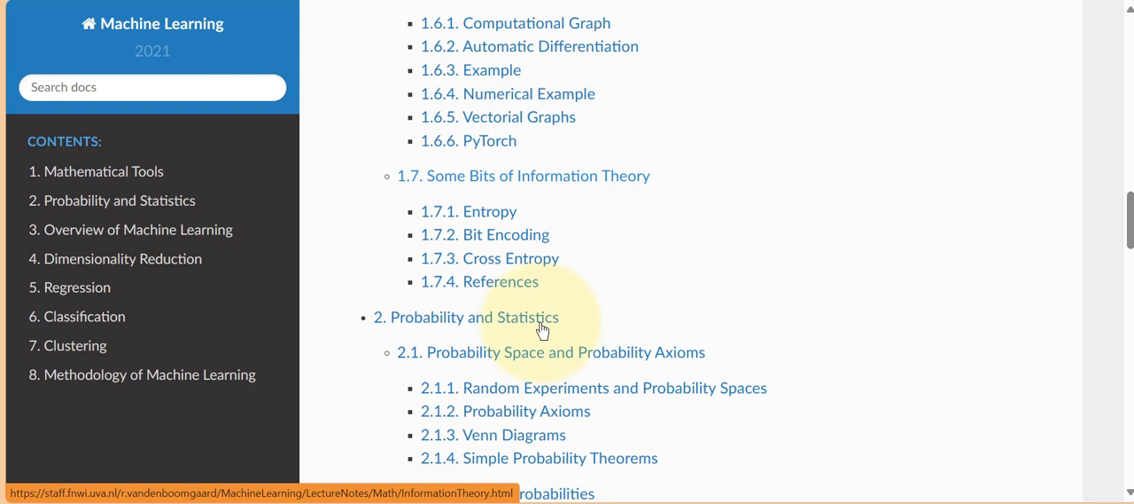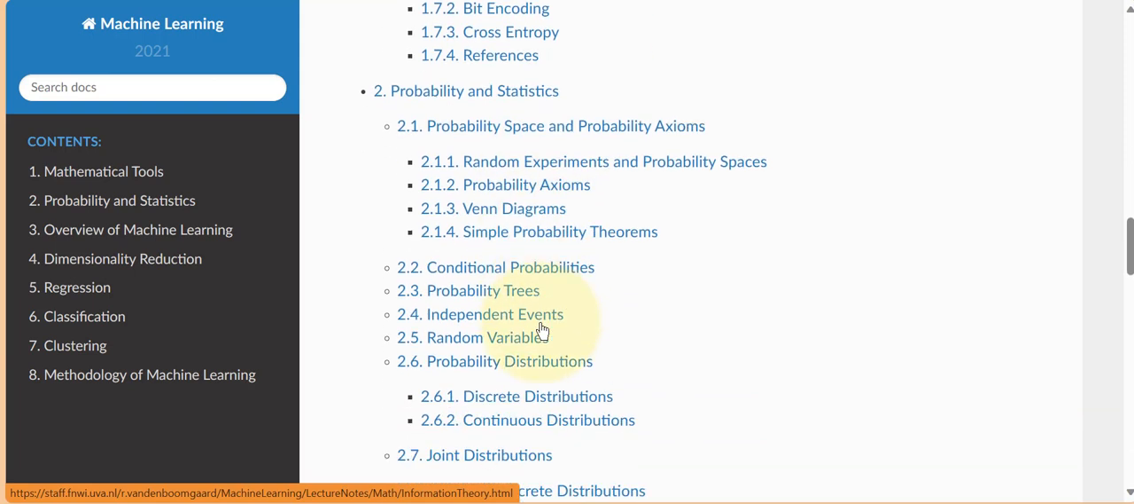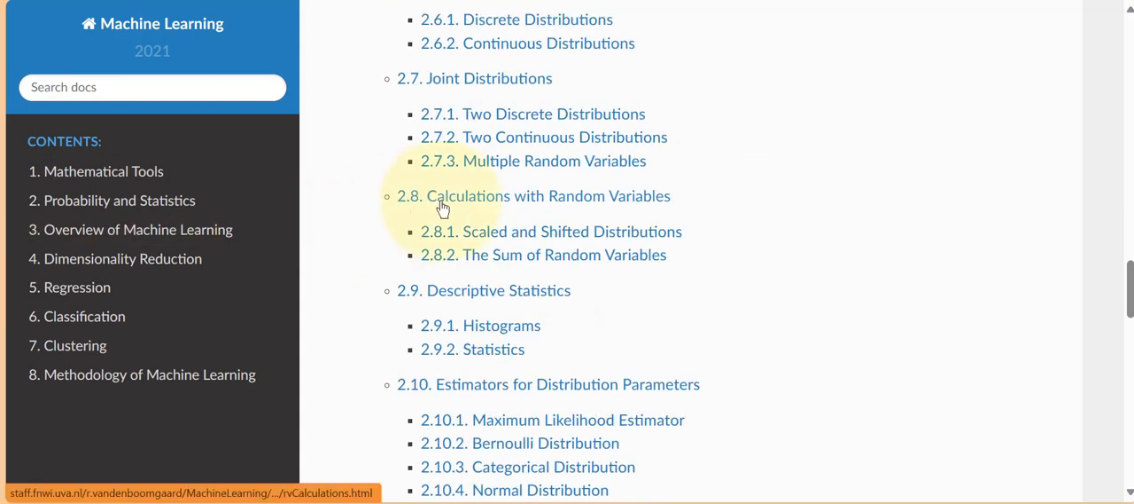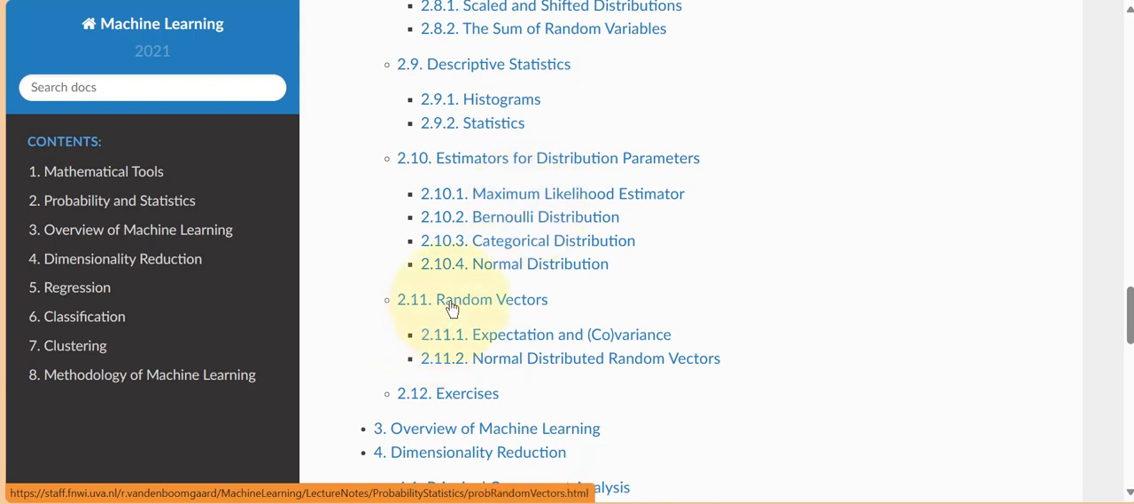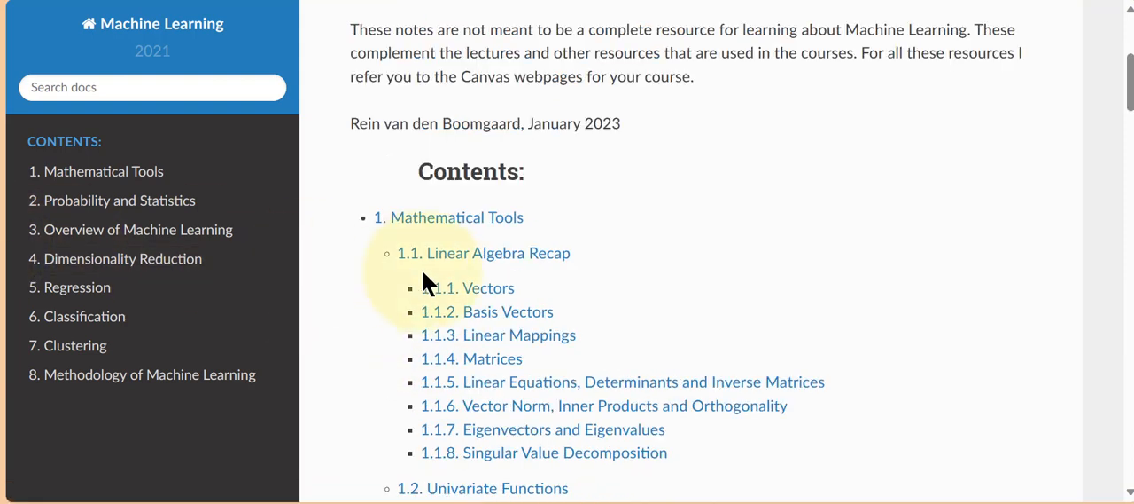And then we have probability and statistics, which will also be important for us. So we need to know these concepts. Especially we need to know about conditional probability, independent events, random variables, and calculations with random variables, and random vectors. So some of this you've done before, but let's just see how they explain it and check their notation as well.